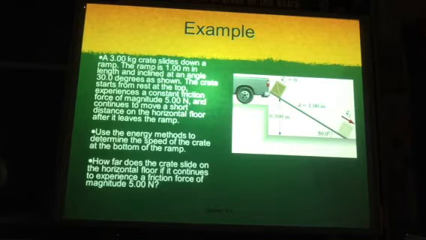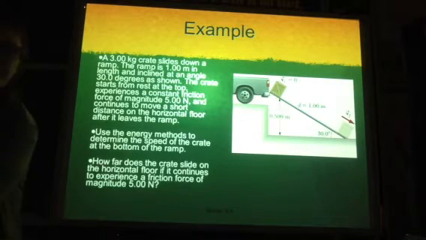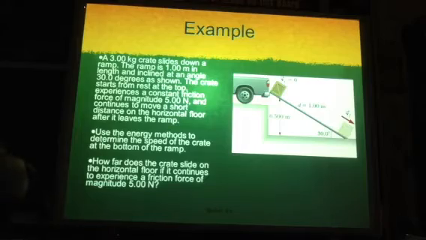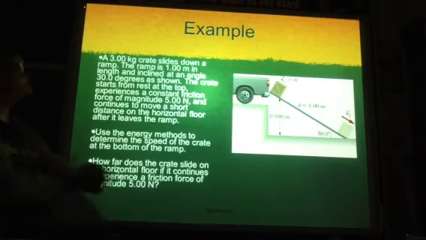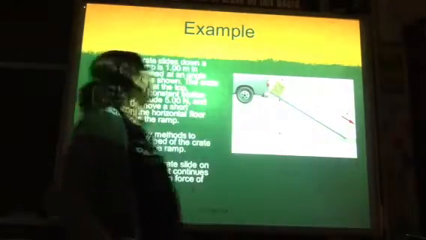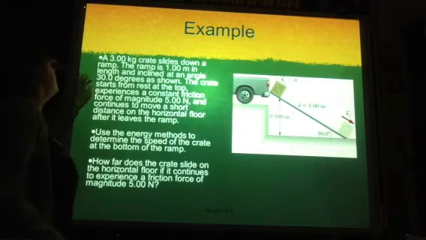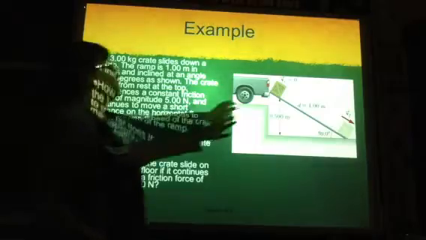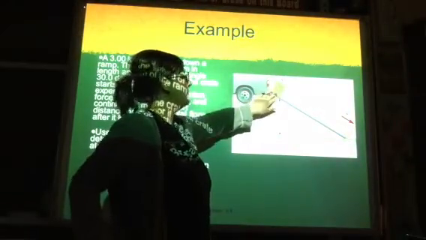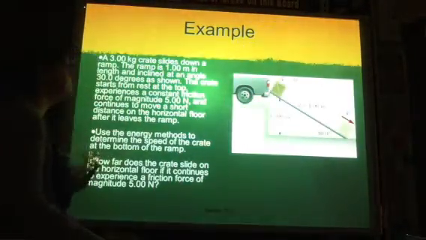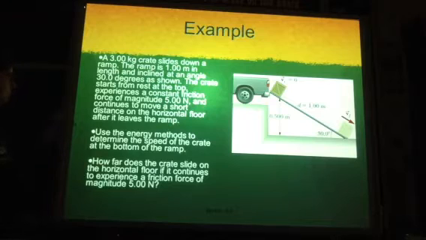Okay, so in this problem we have a 3-kilogram crate that slides down a ramp. This ramp is 1 meter in length, and it's inclined at an angle of 30 degrees. The crate starts from rest, so it's right here at the top of that ramp, starts at rest, so its initial speed is 0.